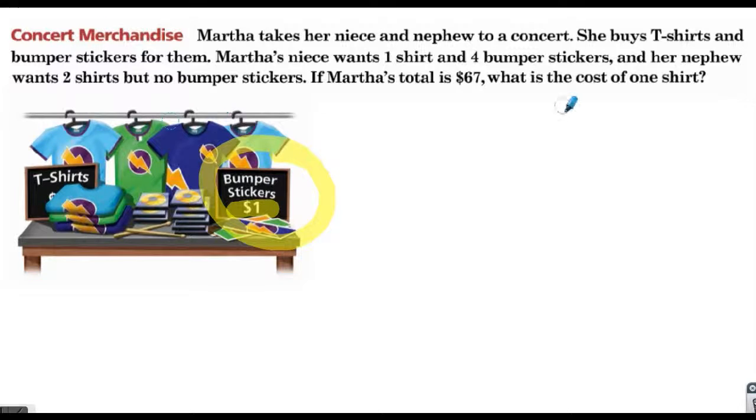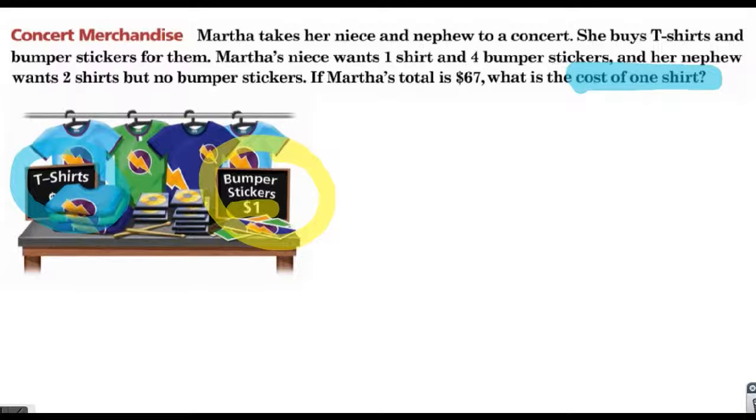Okay, so we know the bumper stickers, we don't know the shirts, and if you notice over here in the background of the picture, we don't know the cost of the shirts, it's hidden. So we want to find out what's that cost. Okay, so if we're going to do this, the first thing is we need to name a few things. We need some variables. So we are looking at shirts and bumper stickers.